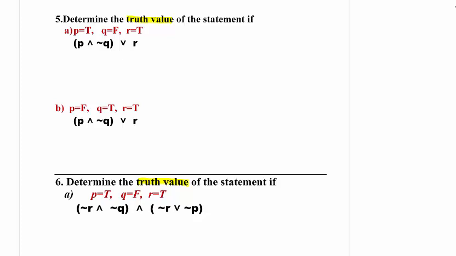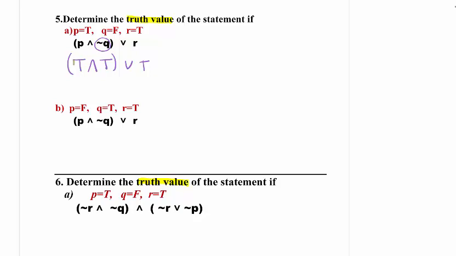So the first thing that I do, the only thing I go ahead and use a rule on, is if I have a negation. So I'm going to keep my parentheses. P is true. Bring down my symbol of and. Negation of Q is true. Bring down my symbol. R is going to be true.